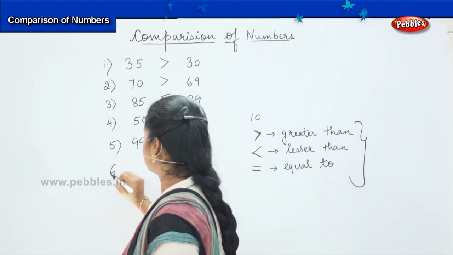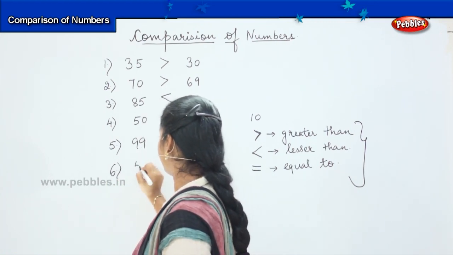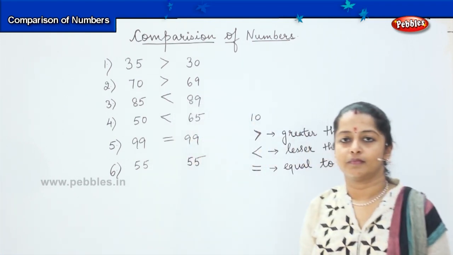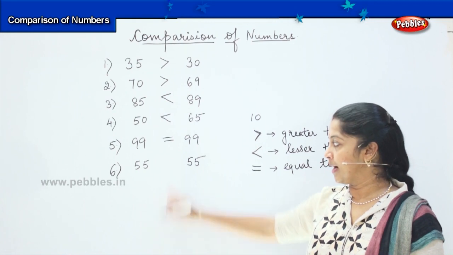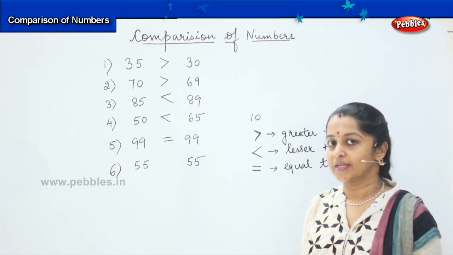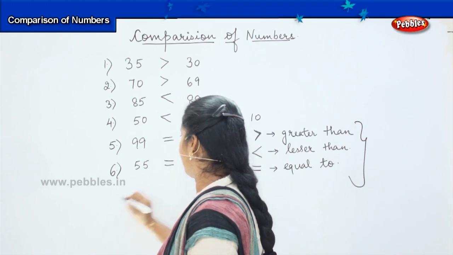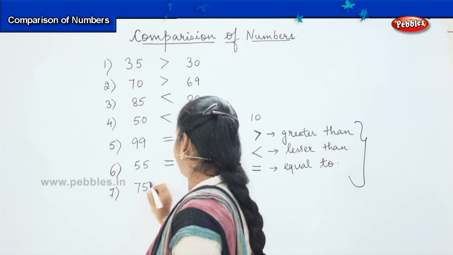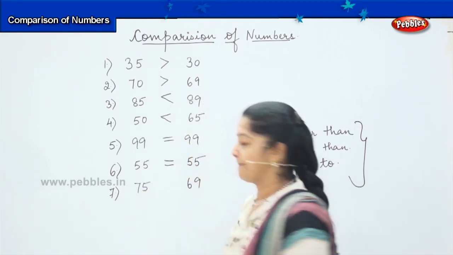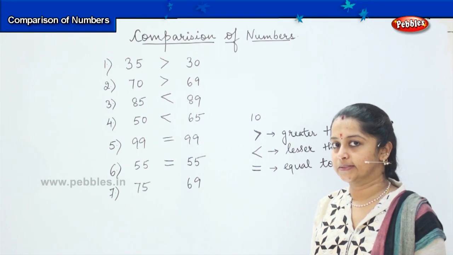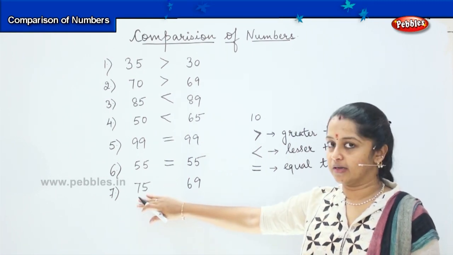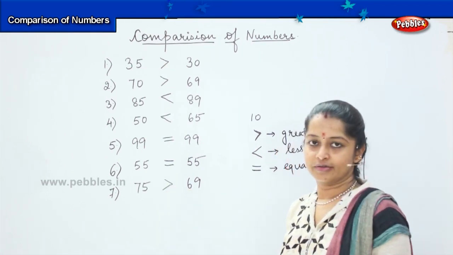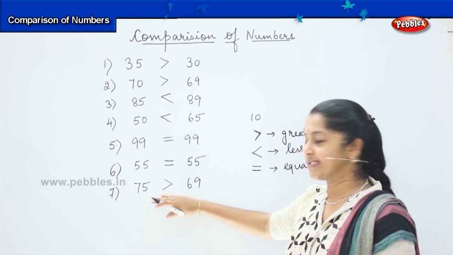Now if I give you the numbers 55, 55, what will come here? Equal to. Very good. I give you the numbers 75 and 69. Which one is bigger? 75 is bigger. So, the symbol will be facing towards your left. So 75 is greater than 69.